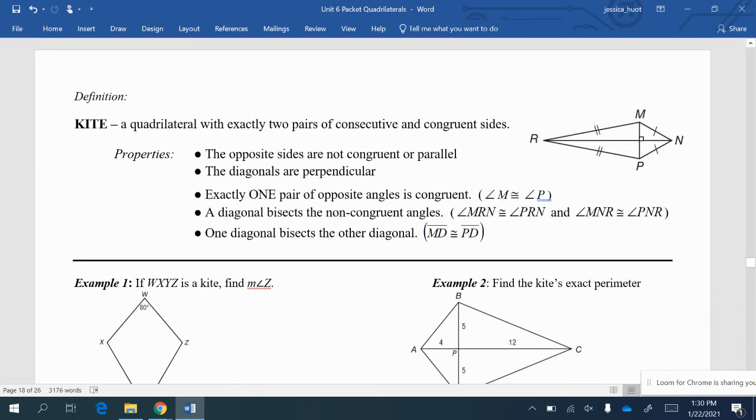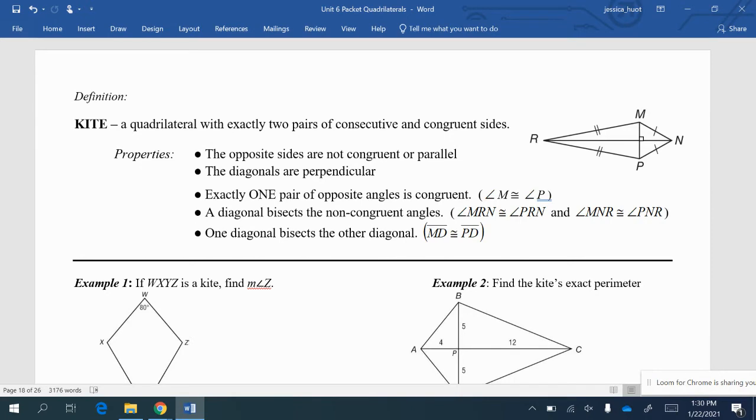Okay, our next one is dealing with kites. So a kite is a quadrilateral with exactly two pairs of consecutive and congruent sides. So if you look here, we have two congruent sides. This side's congruent to this side, this side's congruent to this side.